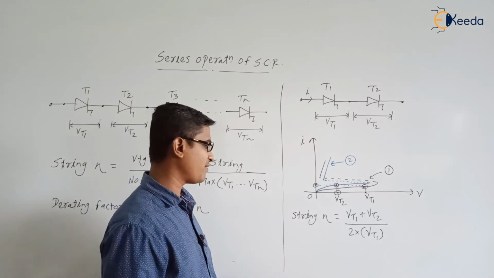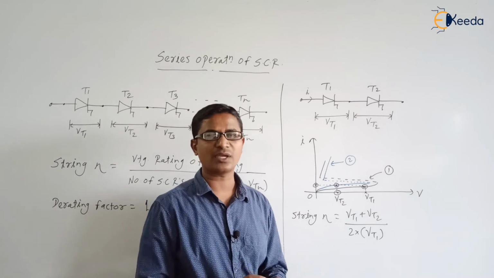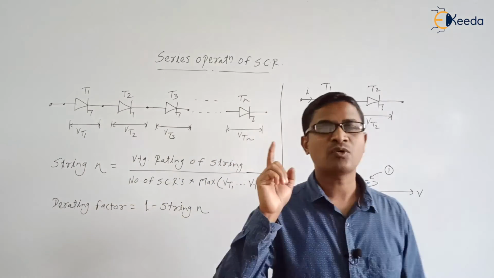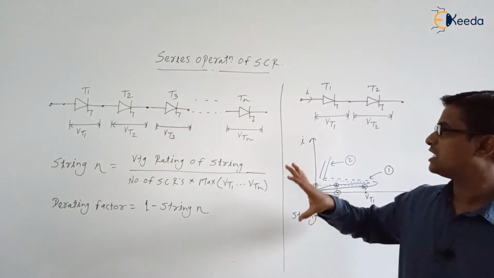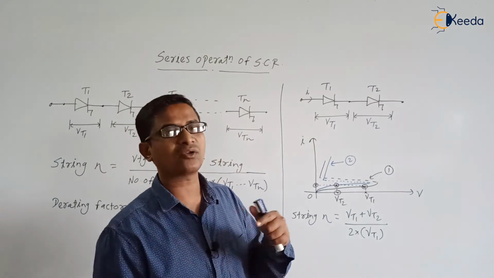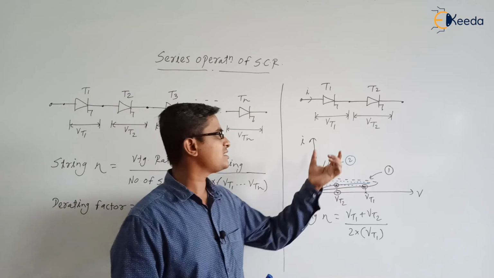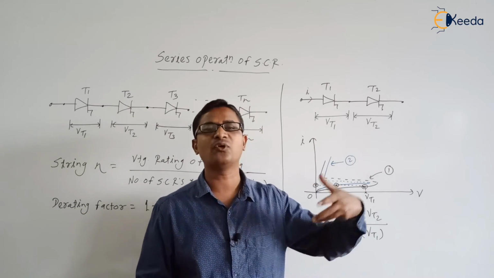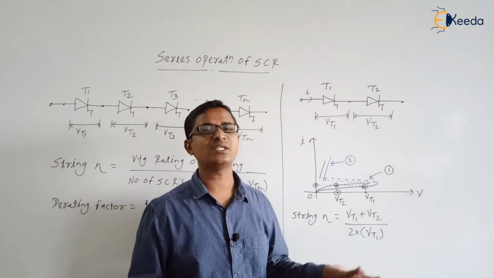And what is the derating factor? 1 minus string efficiency is the derating factor. Are you getting the point? So we need to concentrate on the forward blocking mode when SCRs are connected in series. This is a very important point. Why are we not concentrating on the forward conduction mode? Because during the conduction mode, SCRs act as a short circuit, so the full voltage will appear across the load. No need to think about the voltage across the SCR.